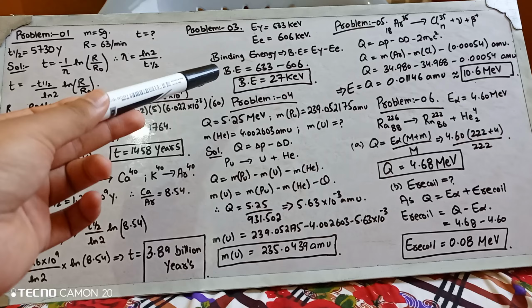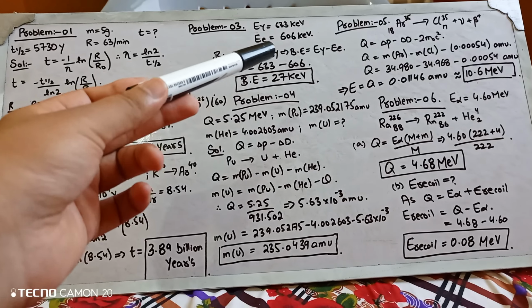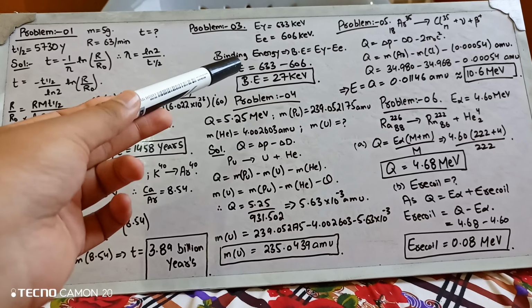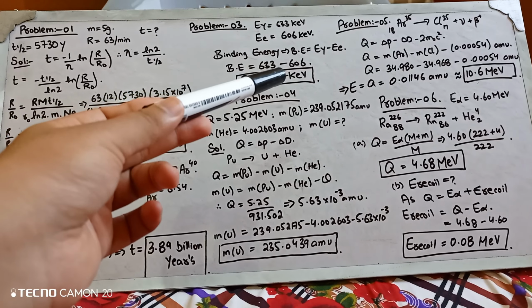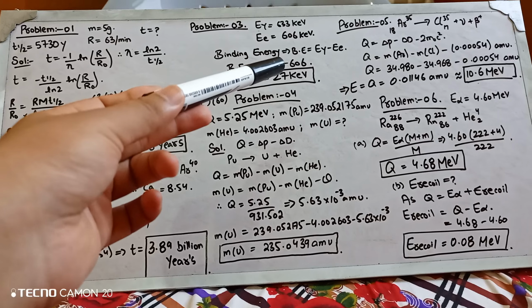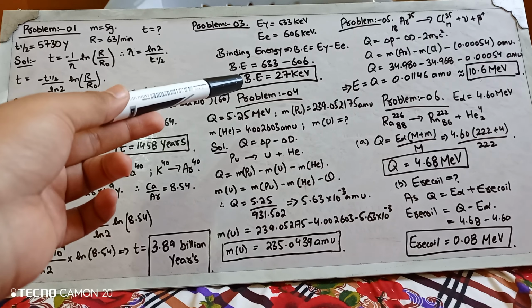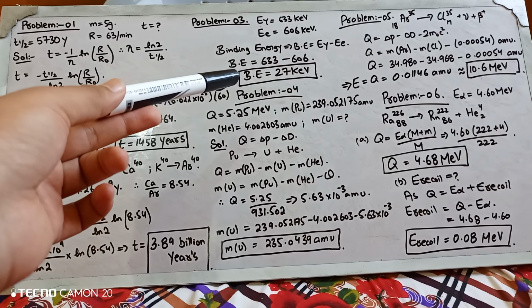You have to find the binding energy. Binding energy is basically the gamma photon energy minus the electron energy. So the energy of the photon is 633 minus the energy of the electron, which is 606. After subtracting, you get your answer: the binding energy is equal to 27 keV.